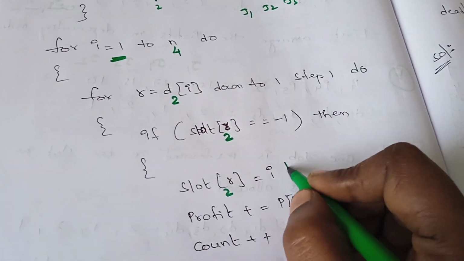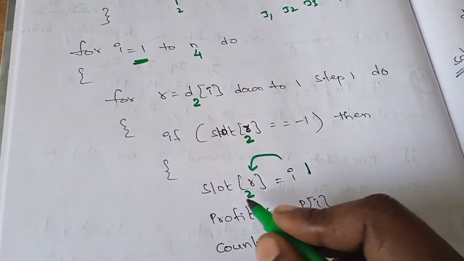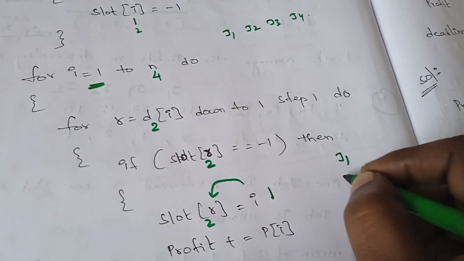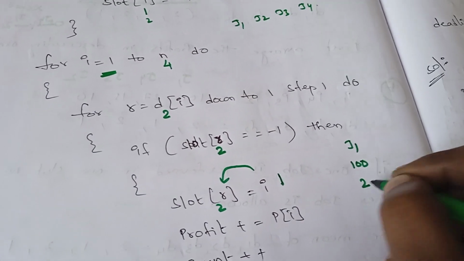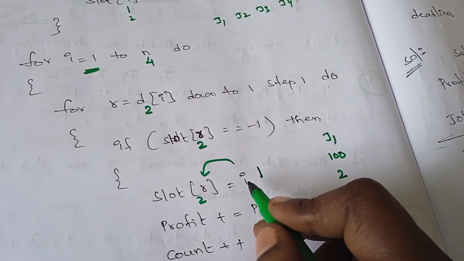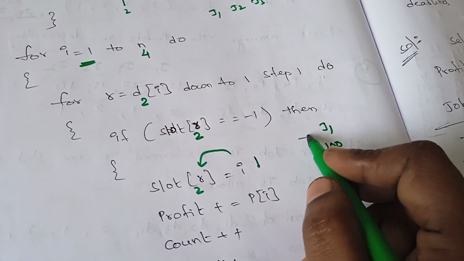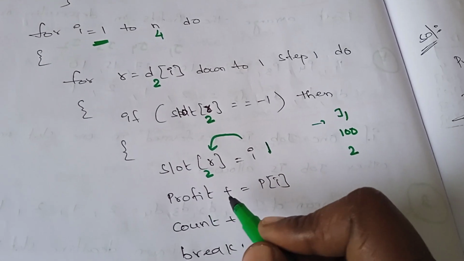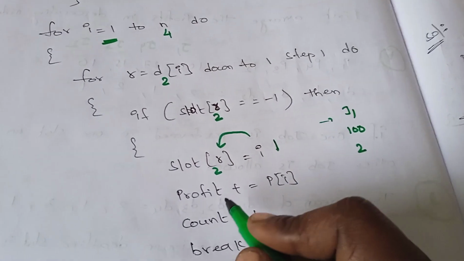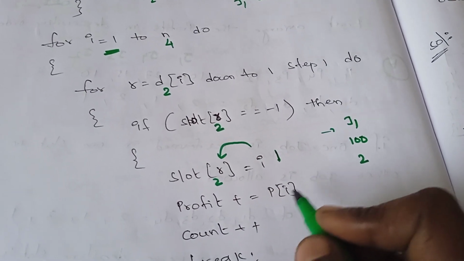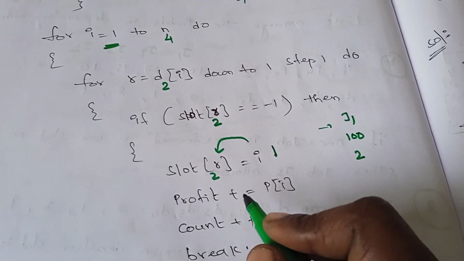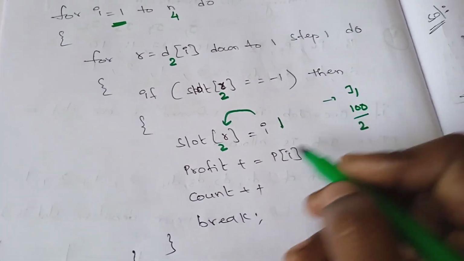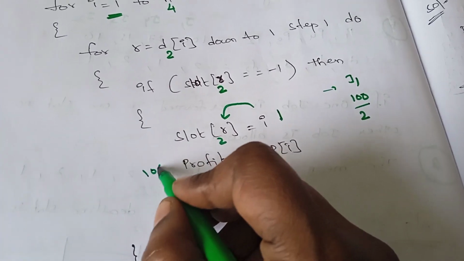So for the first job we assign slot of 2. First job is what? J1 with the profit of 100 with the deadline of 2. So I means what? I is equal to 1. Index 1 is what? J1. This job will get complete in the slot of 2. Now profit plus equal to P of I means profit is equal to profit plus P of I. Initially profit we were taken 0, right? 0 plus P of I is what? 100. So profit means 100.